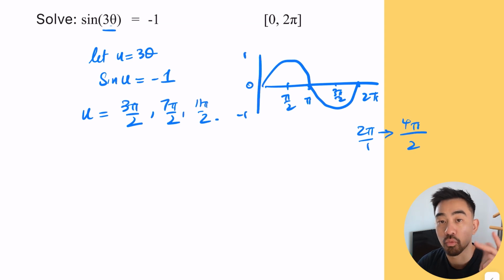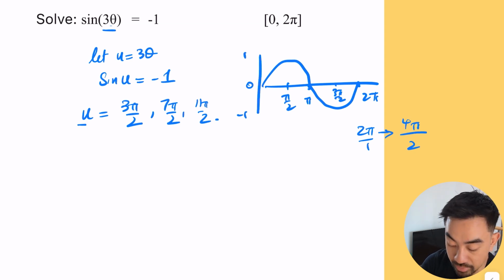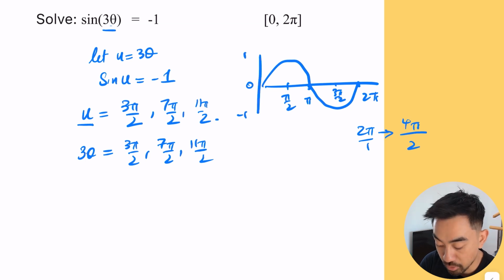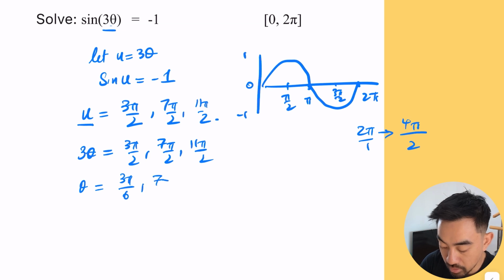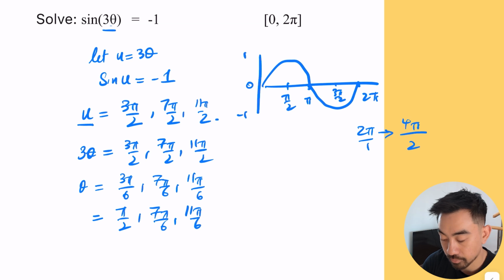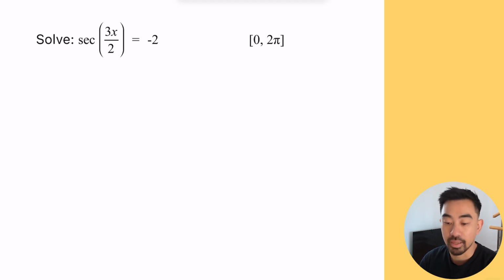And then finally, we need to redo the substitution because we just made up this u. So 3 theta is equal to 3 pi on 2, 7 pi on 2, 11 pi on 2. Divide both sides by 3. So theta is equal to 3 pi on 6, 7 pi on 6, and 11 pi on 6. And finally, just simplify where you can, so always write that as pi on 2. And just finish writing these ones here. Okay, done.